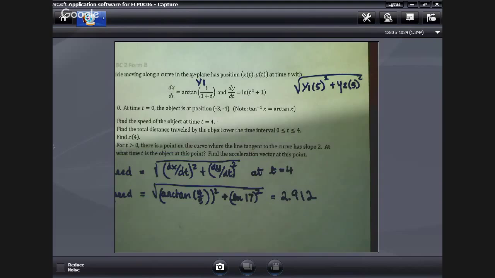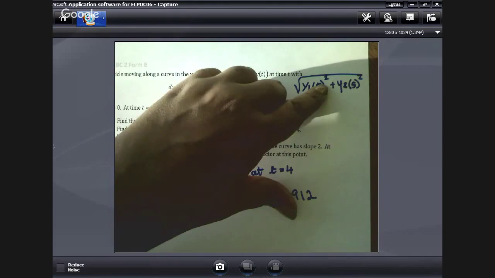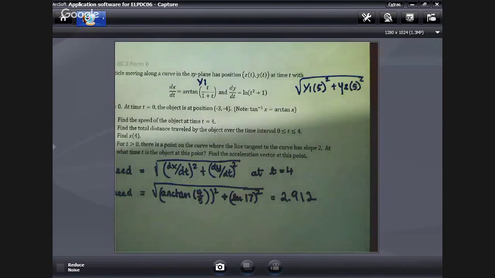The reason I don't suggest retyping everything completely every time is that sometimes you type things in wrong, which throws your answers off, especially if you're one of those students who are not very good at parentheses. By the way, this square is outside the parentheses, not inside. I'm squaring the whole thing, not the 5.